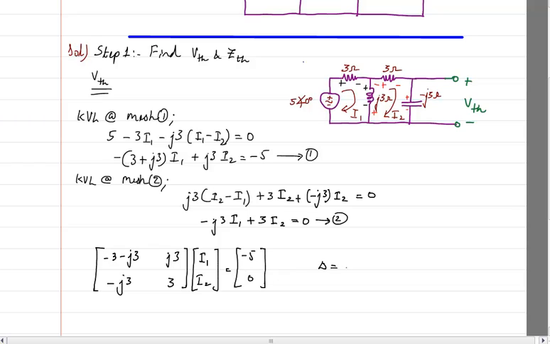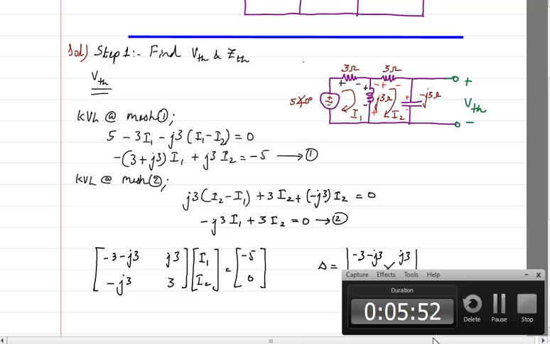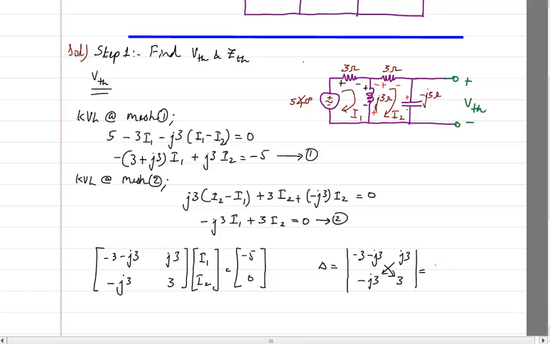From this I can first calculate delta, because delta is important to be calculated. So delta is basically the matrix with minus (3 plus j3), j3, minus j3 and 3. So we know it's cross multiplication, this into this minus this into this. I will get the answer as minus 18 minus 9j.